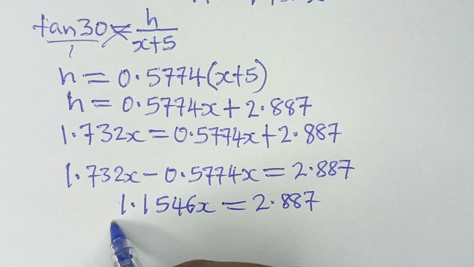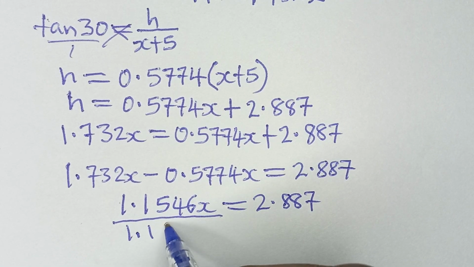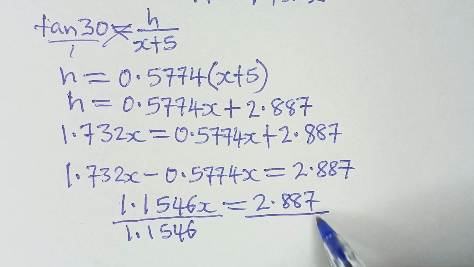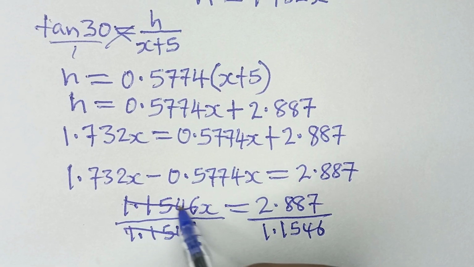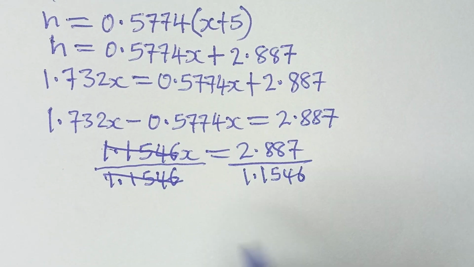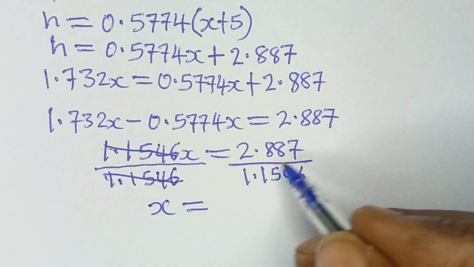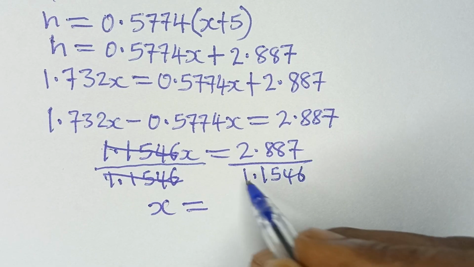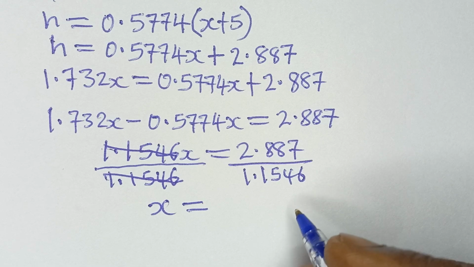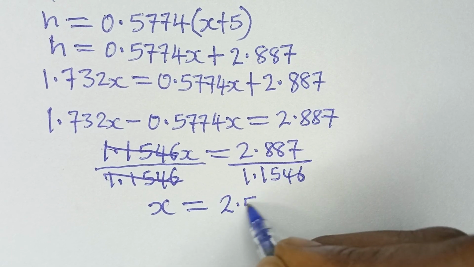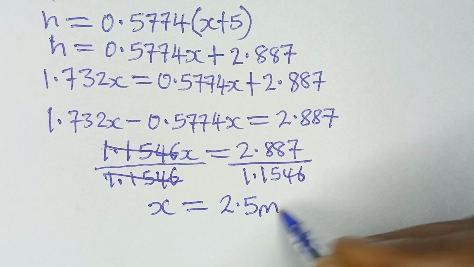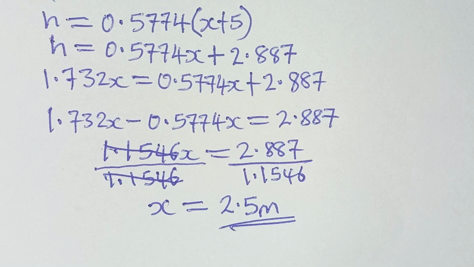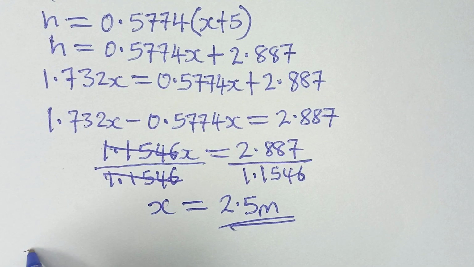So for me to get x, I'm going to divide both sides by 1.1546. So this will cancel this, and then I'll be left with x on this side, and that will be equal to this value, 2.887 divided by 1.1546, is going to give me 2.5. So that means the value of x is 2.5 as the final answer. So this is A. Now let's move to the B part of the question.